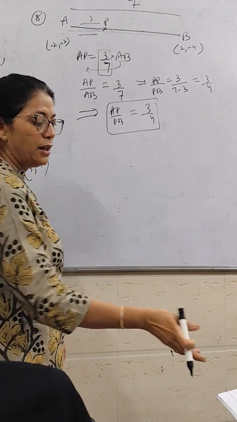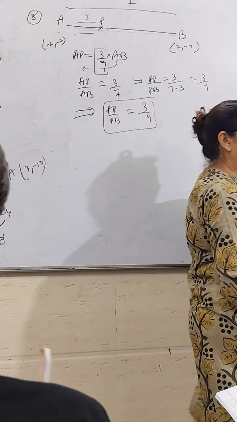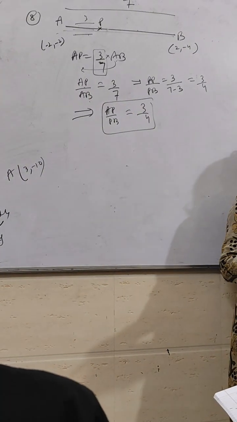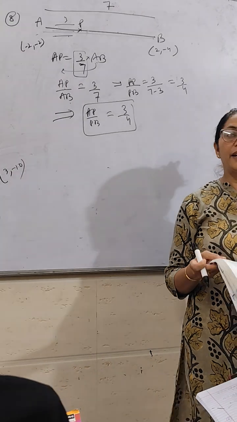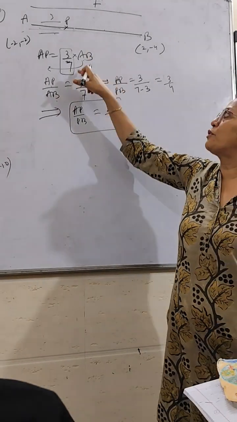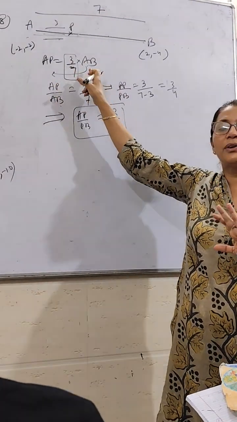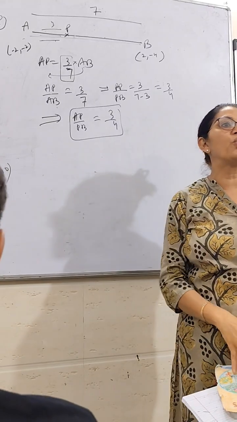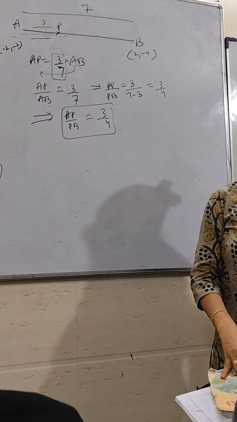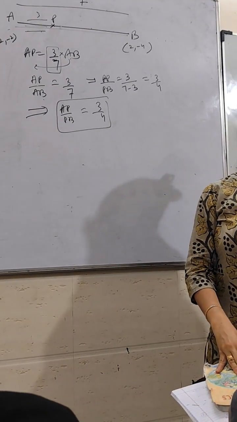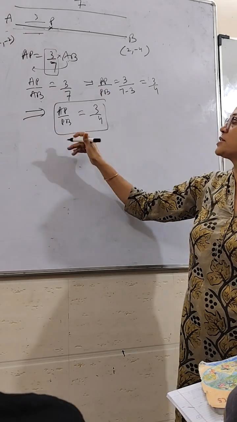You have to find the coordinates of point P such that AP is 3/7 of AB. With AB in the denominator, AP has 3 parts and AB has 7 parts. But we don't need AP and AB, we need AP and PB. So PB would be 4, because 7 minus 3 is 4.